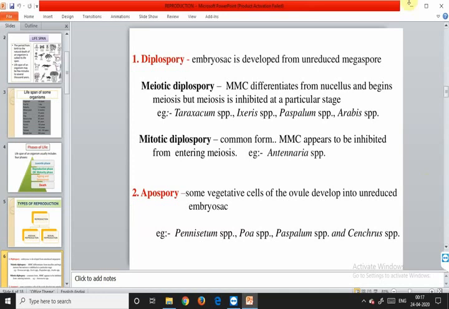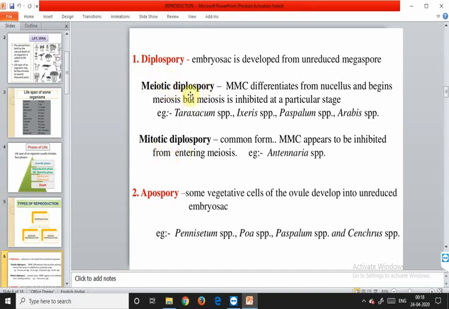So let's discuss this. What is diplospory? In this, an embryo sac is developed from unreduced megaspores. The megaspore mother cell is the main cell, which we also call the parent cell in the process of diplospory. Whenever a megaspore mother cell forms an embryo sac, it does not undergo reduction division or meiotic division. Diplospory is again of two types: meiotic diplospory and mitotic diplospory.